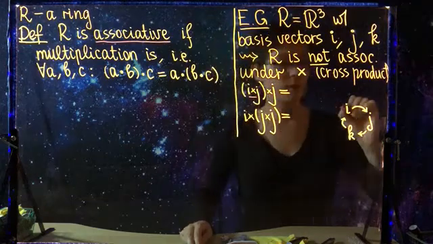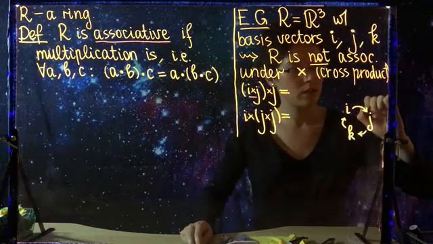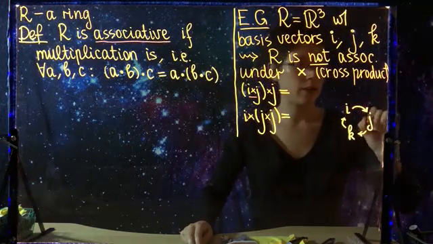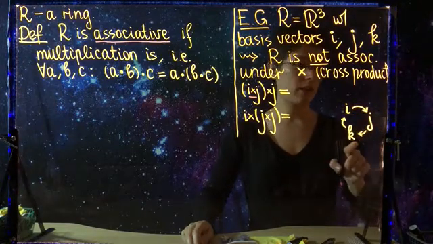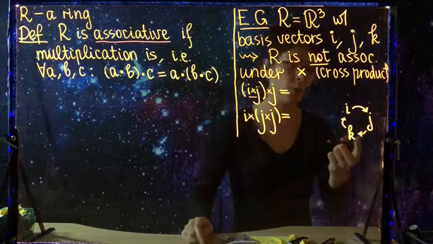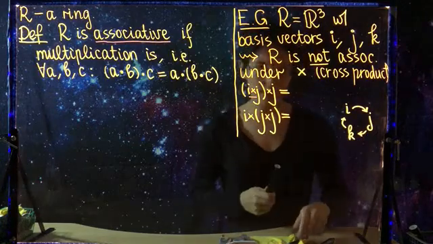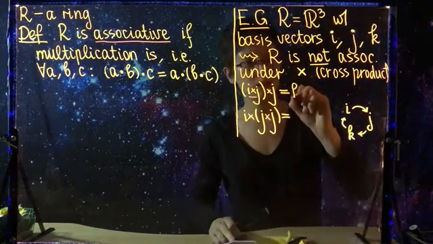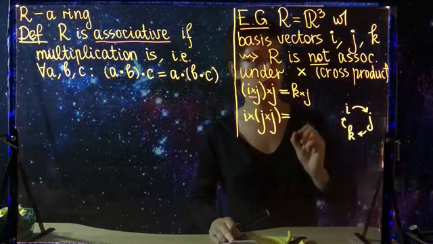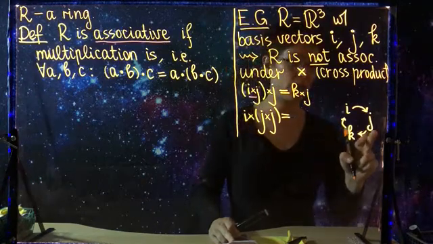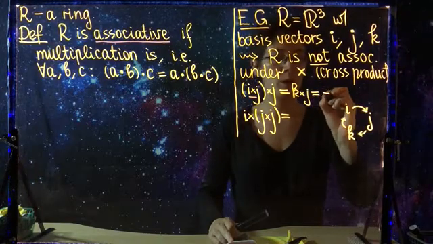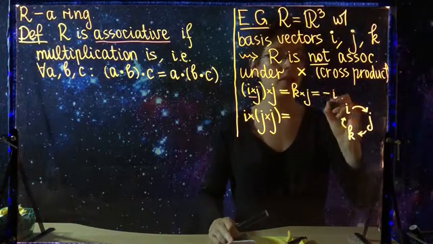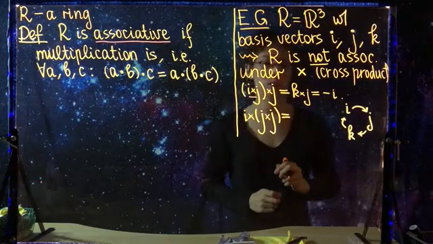So here we multiply i by j, and we first write i and then j. We follow this arrow, and the result should be k according to this mnemonic rule. So we get k times j. Here we multiply k by j, but we go in the opposite direction, so we acquire the minus sign and we get minus i.